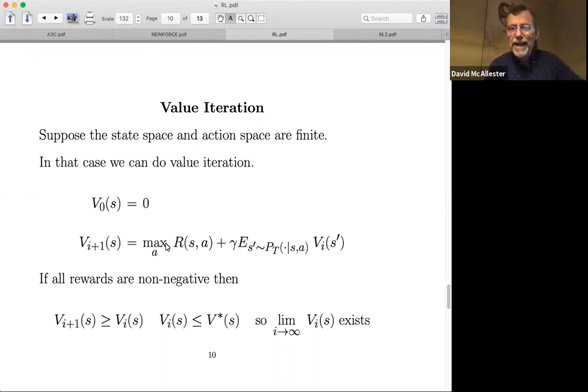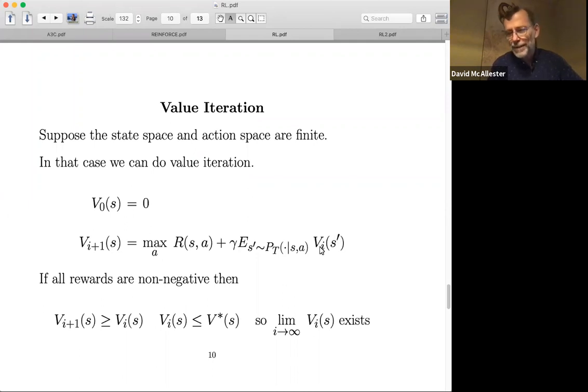If everything's non-negative, then if this is always 0, the next one will be hopefully larger than 0. It certainly won't be less than 0. So V1 will be greater than or equal to V0. Now, if I make this larger, if this goes up at all the states, or at least never goes down, then the next one will be at least as large as this.